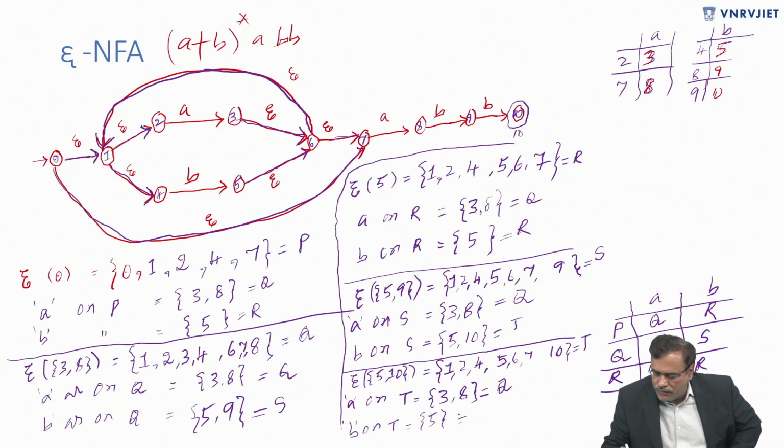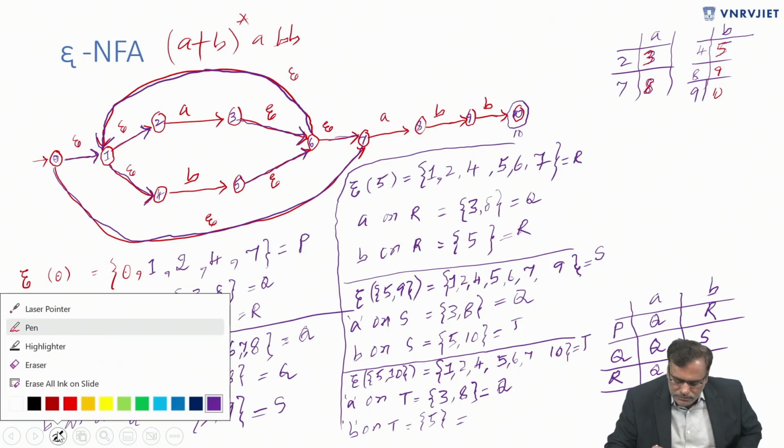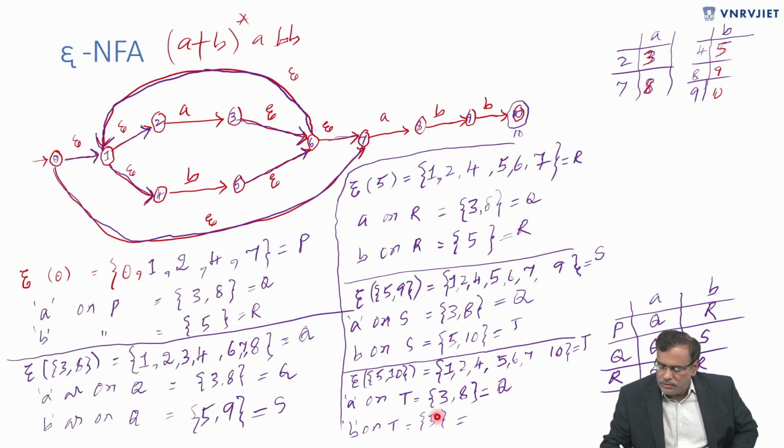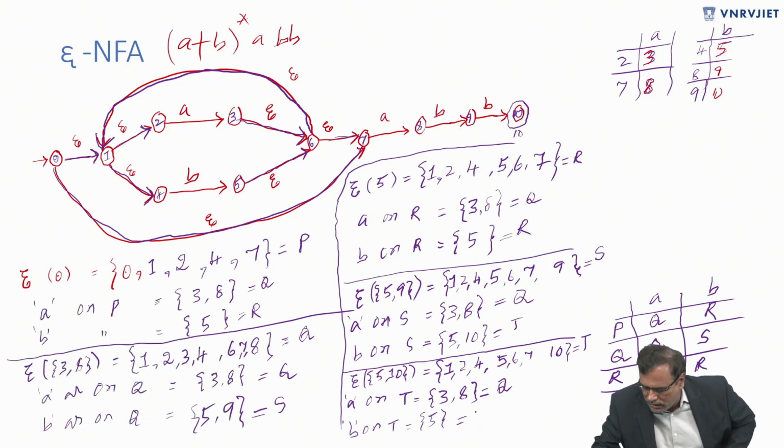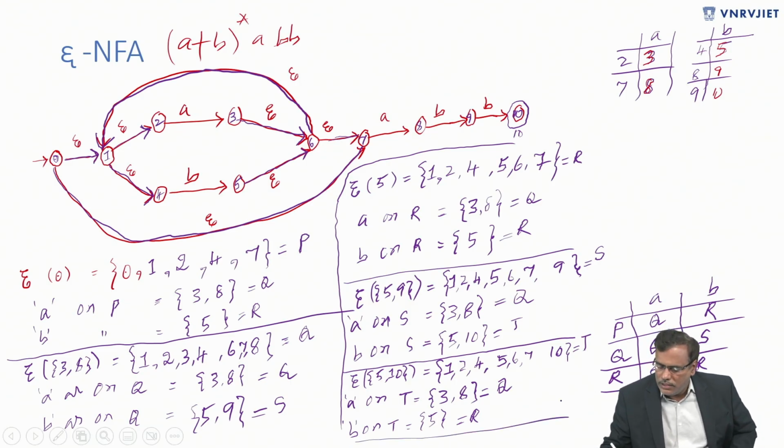Next, you have already found the epsilon closure of 5. For that, you have given the name R. Therefore, B on T becomes what? R. So it becomes R. That's all. So all are covered. You don't have to write any more new states. So this is the time to stop.